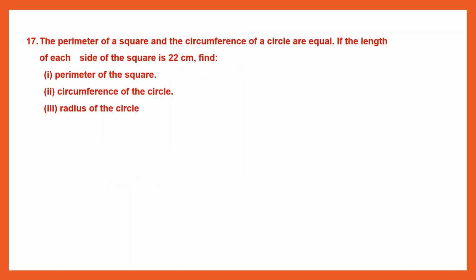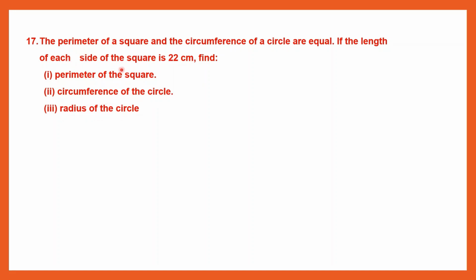So now let's begin our word problems. We are on the 17th one. The perimeter of a square and the circumference of a circle are equal. If the length of each side of the square is 22 centimeters, then we have to find the perimeter of the square, the circumference of the circle, and the radius of the circle.